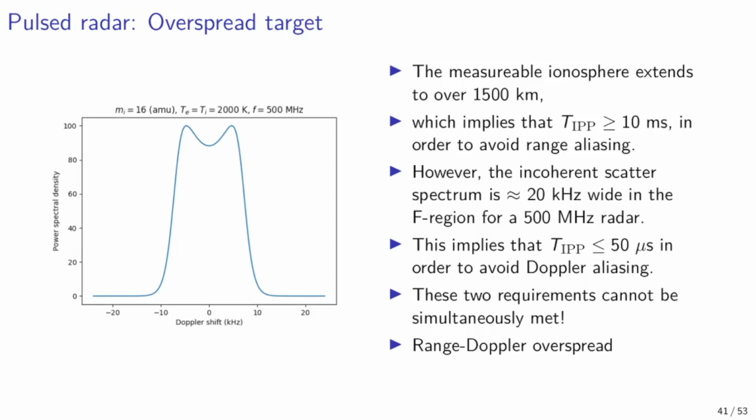This implies that we would need to use an interpulse period less than 50 microseconds long in order to avoid Doppler aliasing. These two requirements cannot be simultaneously met. In this case, the target is called Range-Doppler overspread. This, however, does not mean that we cannot measure the Range-Doppler spectrum. We just cannot use techniques that we typically use for coherent targets.